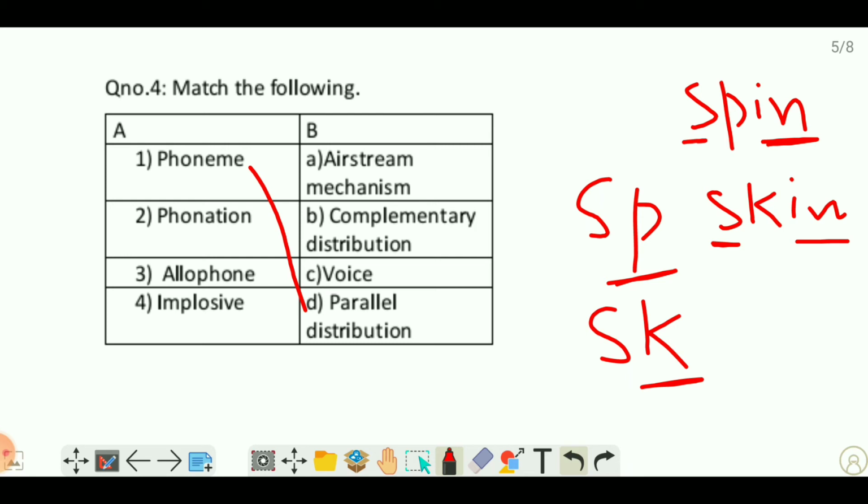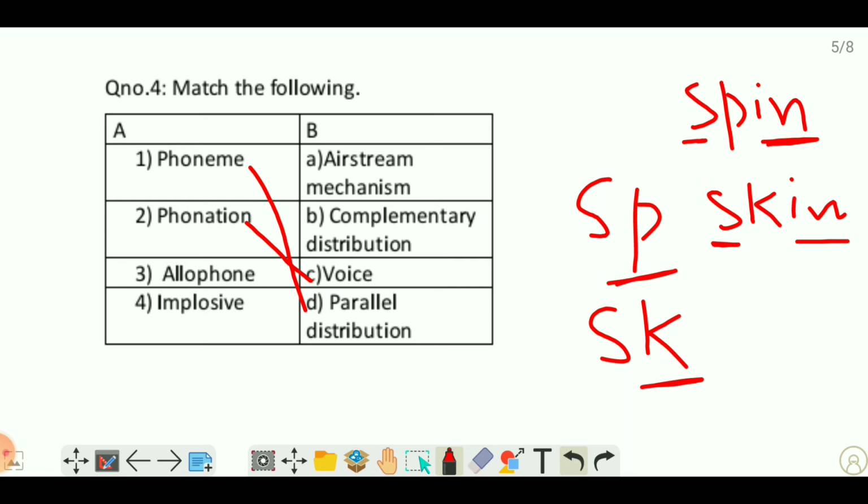Okay, phonation. Phonation is related to voice. Phonation means voicing by the vocal folds in the larynx due to the pressure of air during the production of a sound.